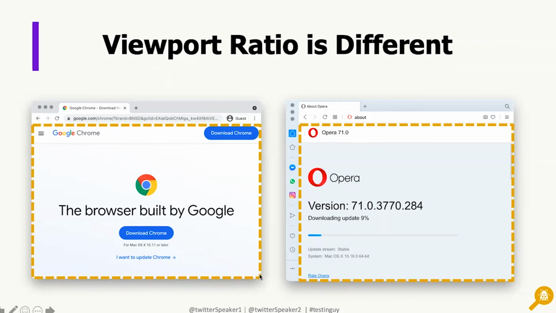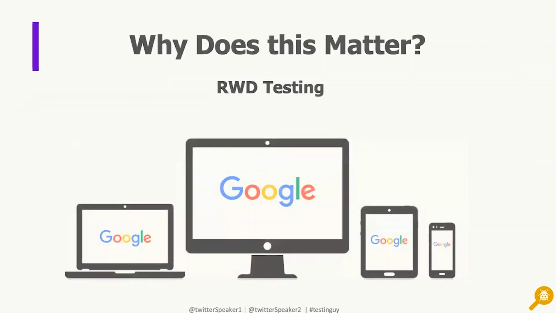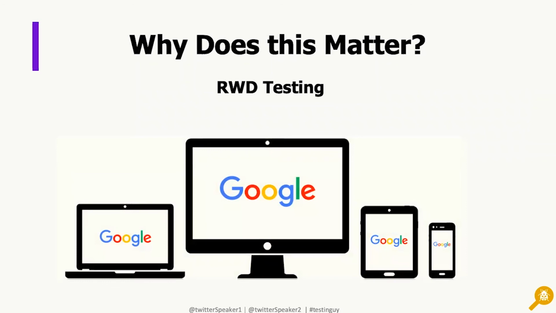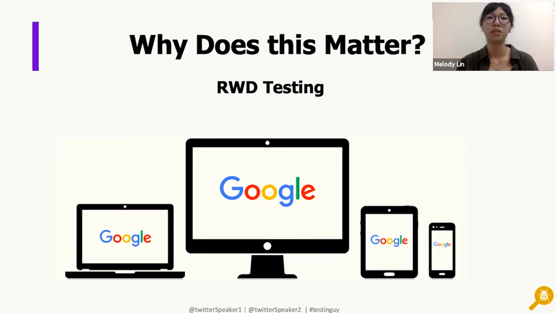And this difference can affect a website that implements RWD, or responsive web design, where the website can appear in another layout when the size or ratio is different. Like we can see a different layout of the Google website when we are using a laptop, a tablet, or a mobile device. So it is very important to keep in mind that window size and viewport size are different when it comes to testing.